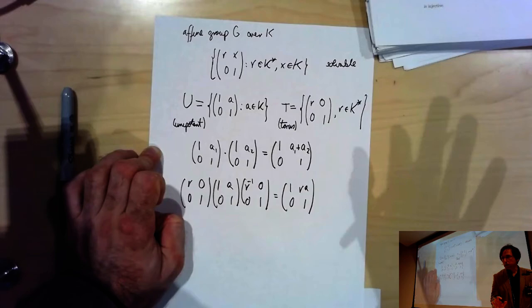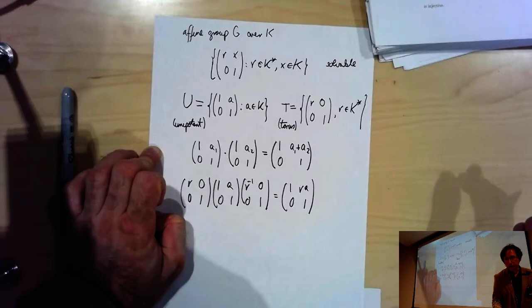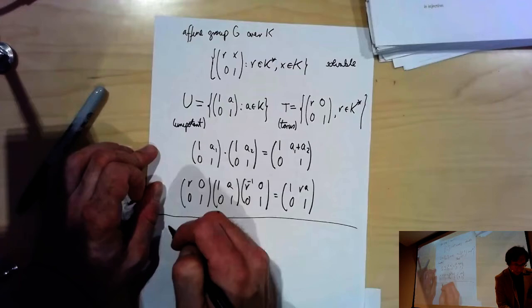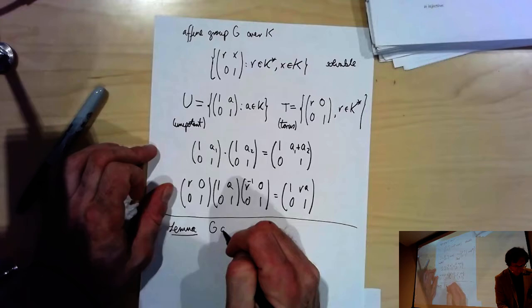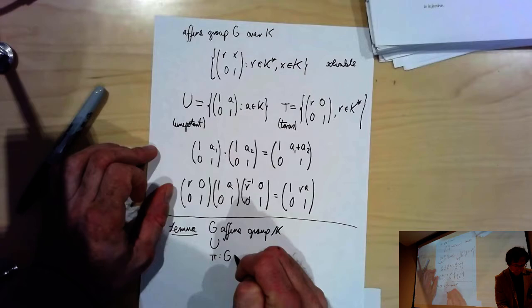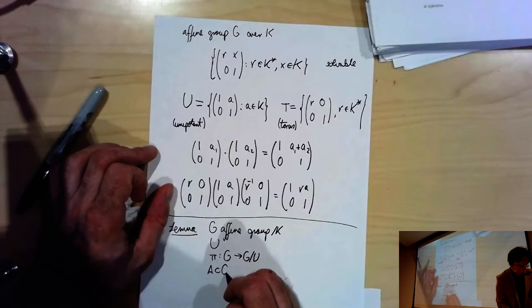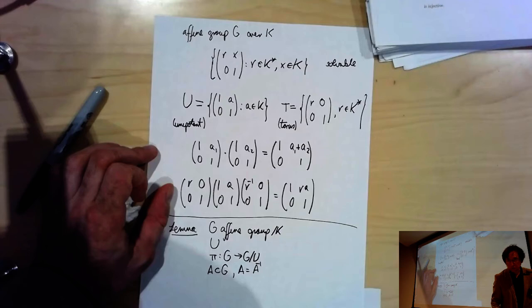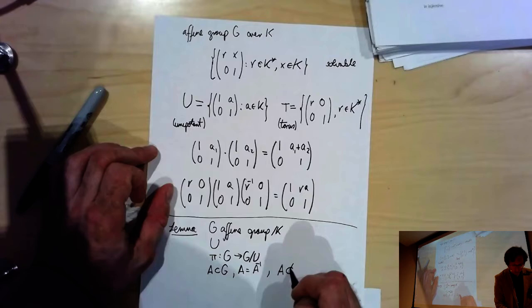But let us not start assuming that we already have elements in U and T. Let us start with a fully general set A and try to get elements in U and T. So, lemma. So let G be the affine group over K, and so U is as above, and you have the projection map here, and I'm going to work with a subset A of G, and as usual, I put all the inverses of the elements of A also in A. And we assume that A is not contained in U, otherwise it's really, really boring.